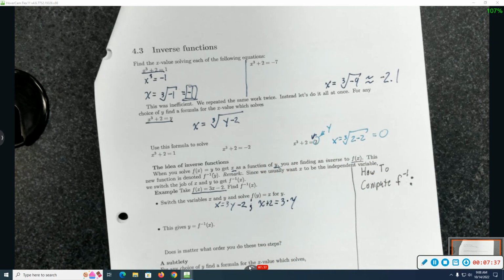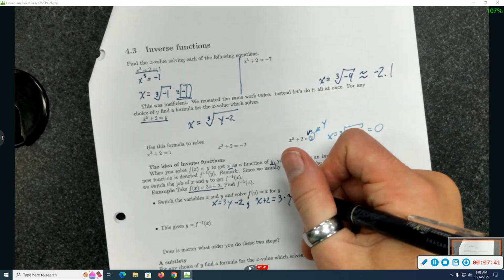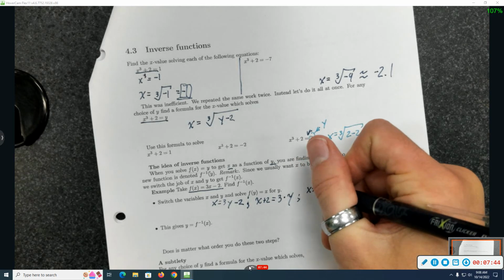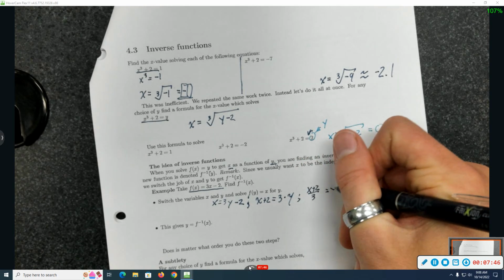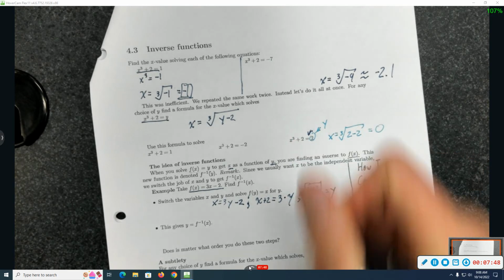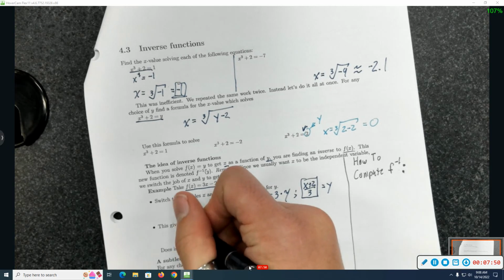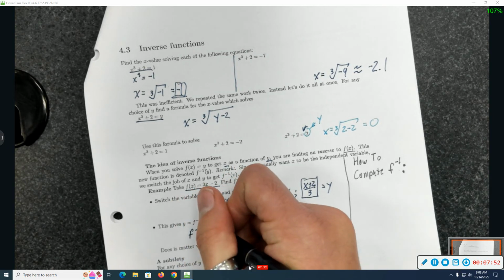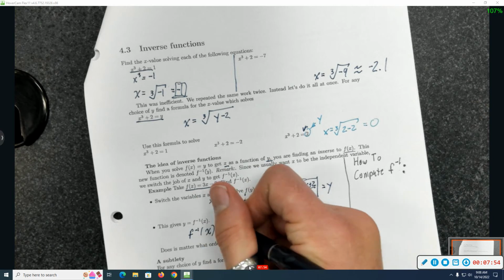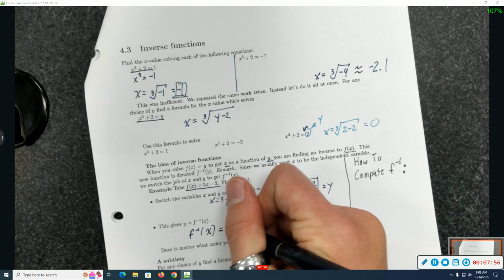How do you undo multiplication by 3? You divide by 3. x plus 2 over 3 equals y. Here is the inverse function. f inverse of x for this particular function is equal to (x plus 2) over 3.